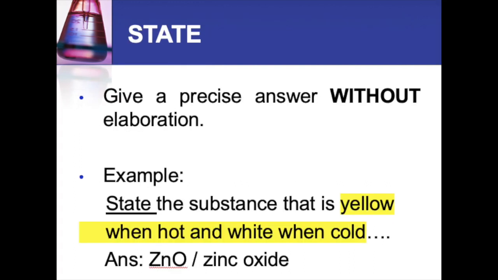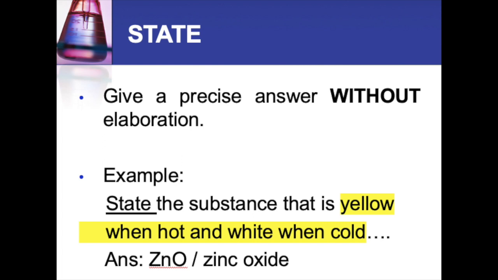The second keyword that we are using here is the word state, which means we are going to give a very precise answer, but we don't need to give any elaboration. For example, the question asks us to state a substance which is yellow when hot, white when cold. So that will be the keyword. Our answer can be written as ZnO, the formula, or give the name zinc oxide. No need for extra explanation.